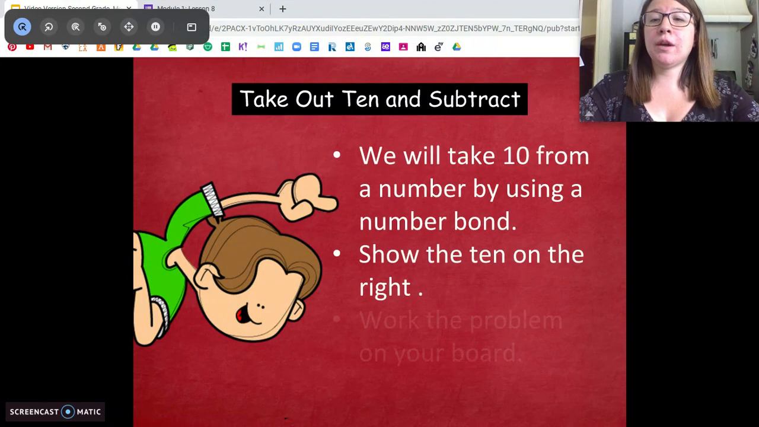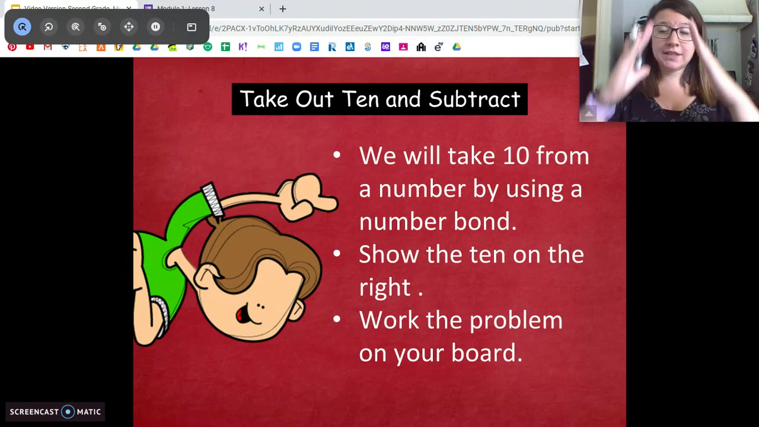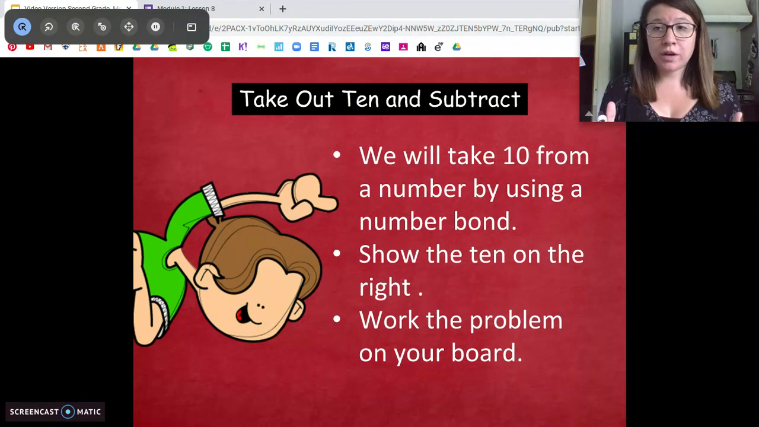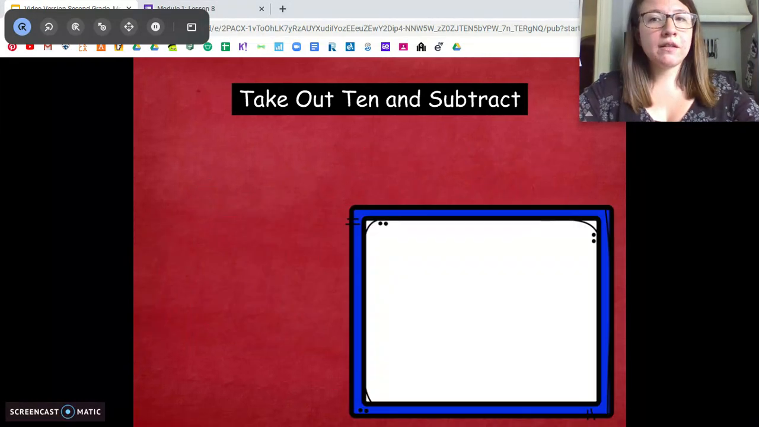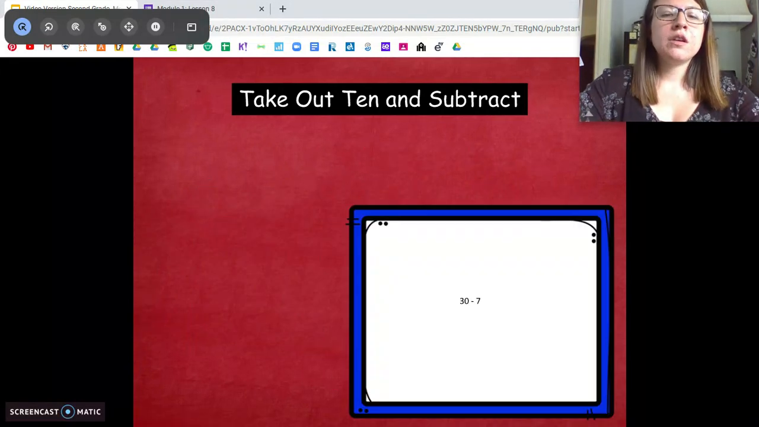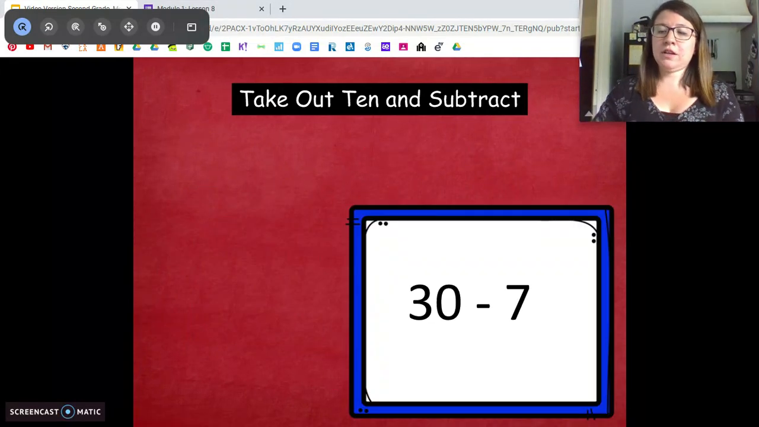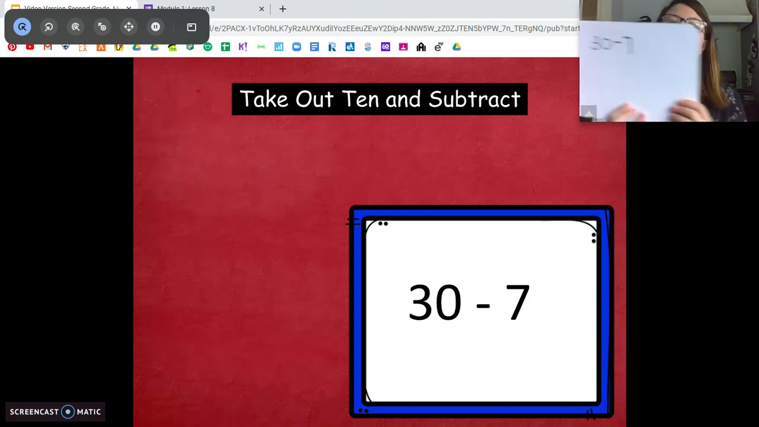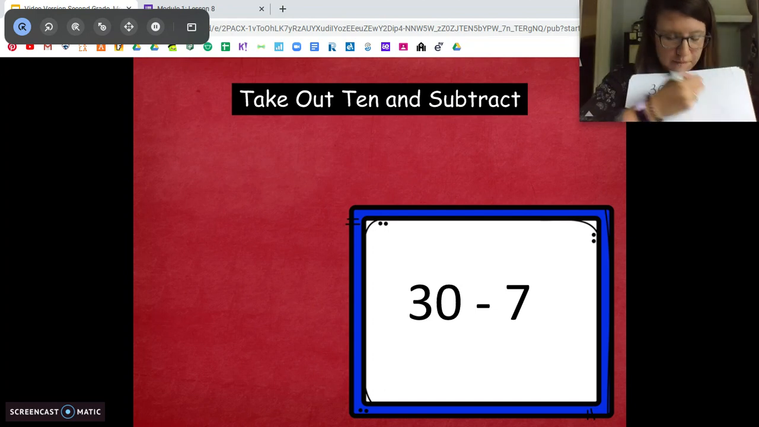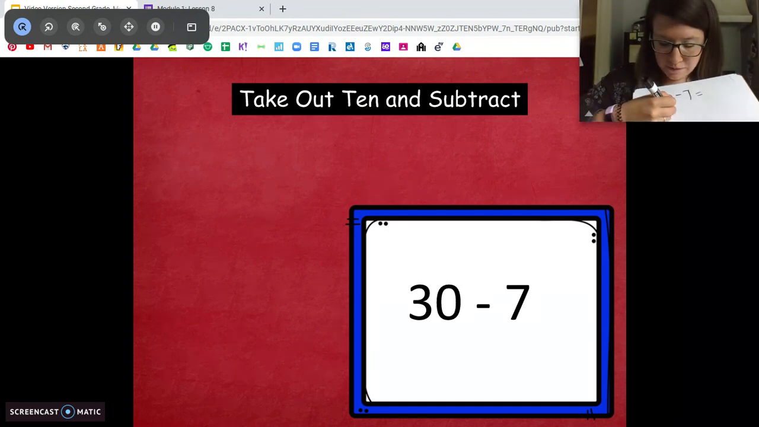I'm going to show you a subtraction problem. You're going to use the take from 10 strategy to work through the problem, and then you're going to tell me the answer. We'll do the first one together, and then I'm going to have you try the rest on your own. The first problem is 30 minus 7. I'm going to write 30 minus 7 on my paper. Now, from there, I'm going to use the take from 10 strategy.